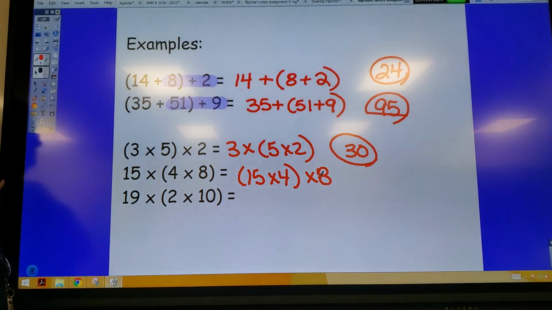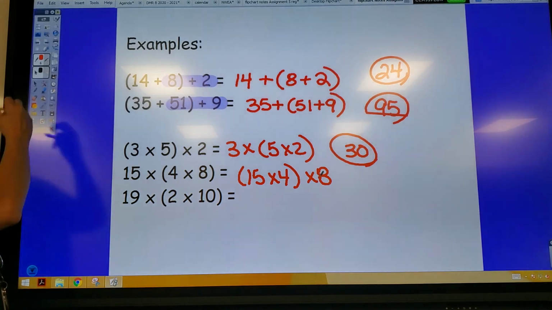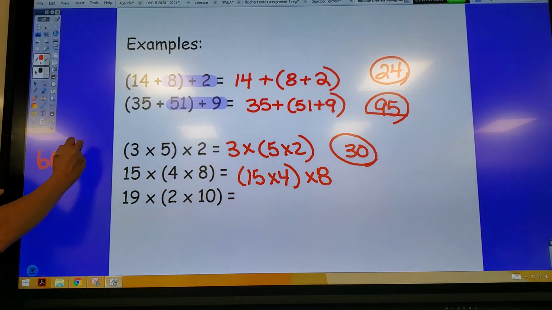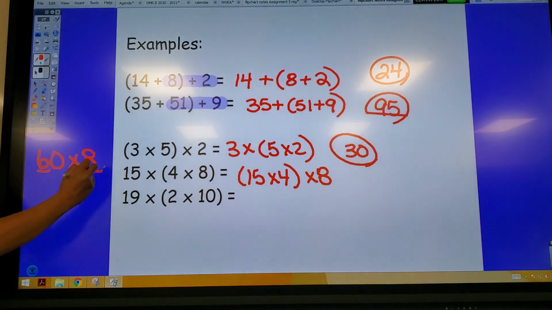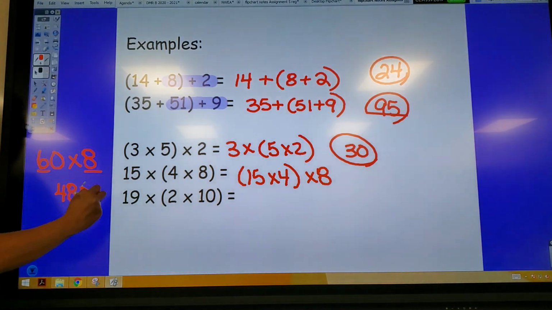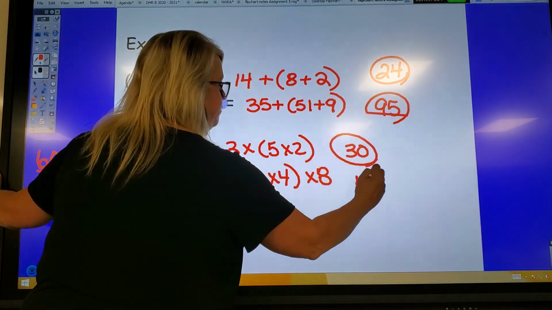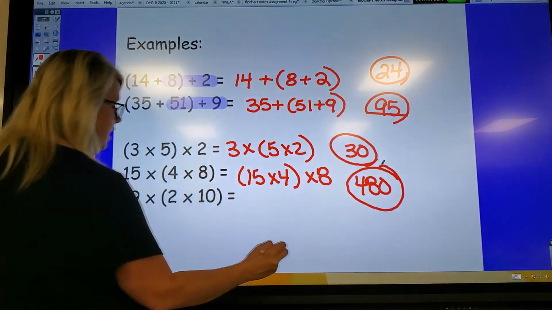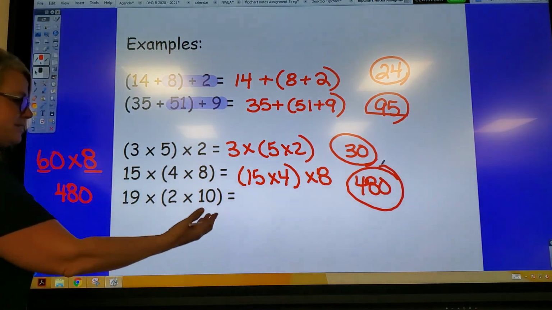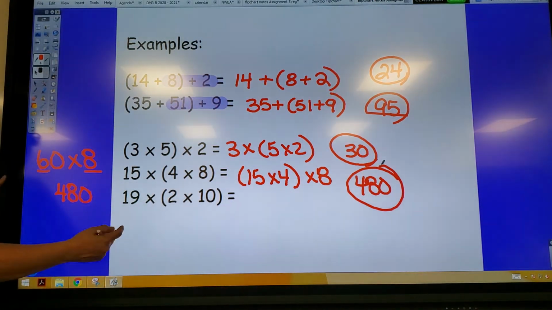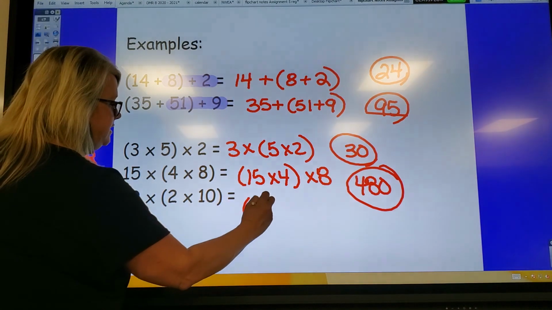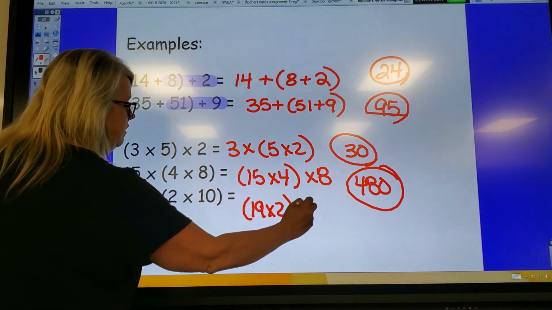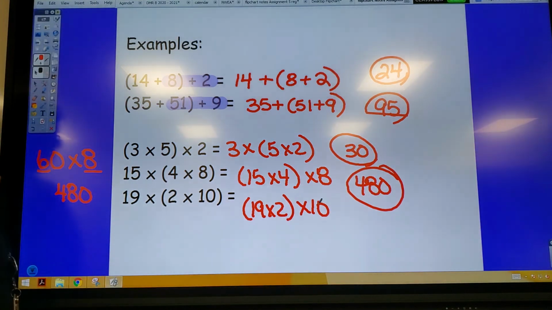So I know that 15 times 4 is 60, and then 60 times 8, 6 times 8, add your 0 to the back of it, right? 480. And then last one here. This one's not too bad if you would leave it the way it is, but it might be easier to do your 19 times 2 and then times 10. It's 308.